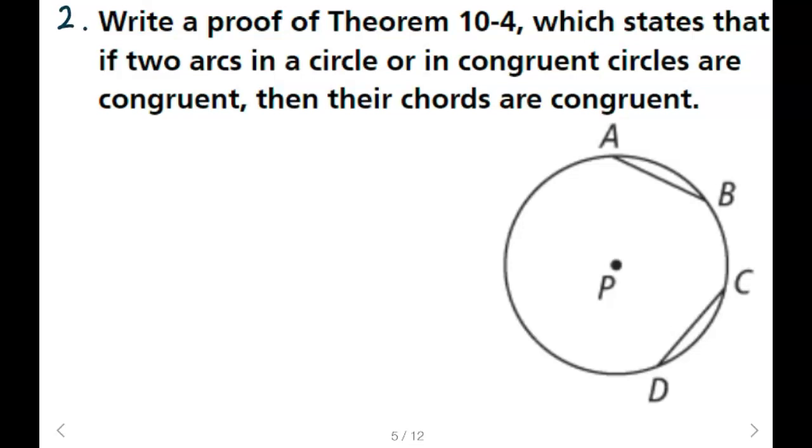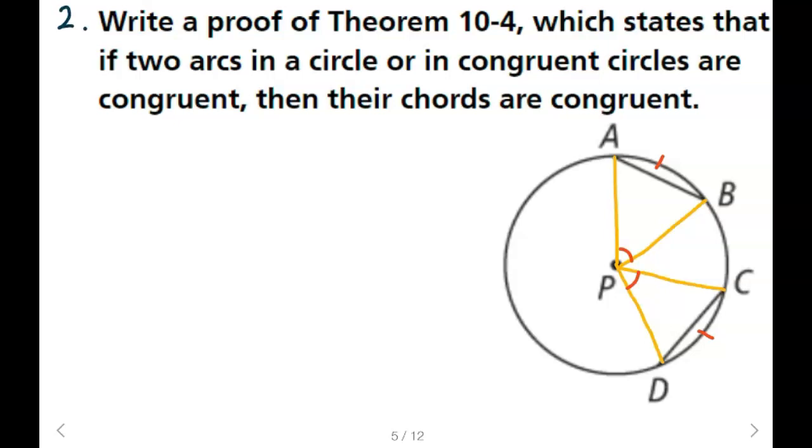I'm not actually going to write out this proof, but I am going to talk through it. We've got two chords in the same circle, and it says if two arcs in a circle or in congruent circles are congruent, then the chords are congruent. So we can start with the given that these two arcs are congruent. Now let's draw in the central angles here. The measure of this arc and the measure of this arc are congruent, and those measures are the same as these central angles. So these central angles have to be congruent.